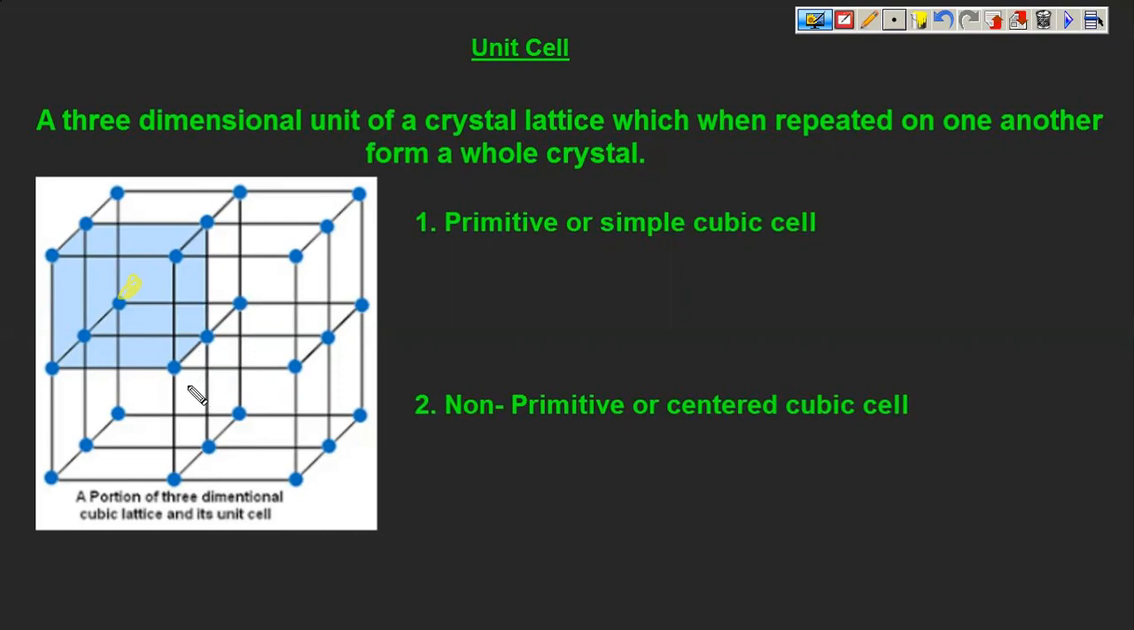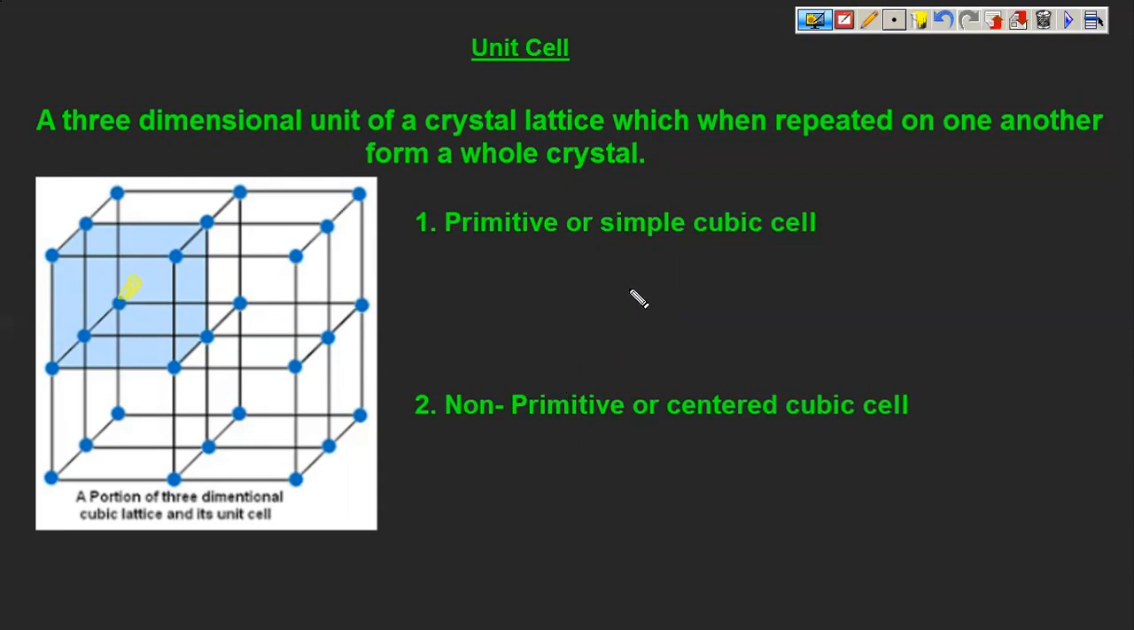So you can say it is a kind of building block of a crystalline solid, and it is formed by some points. These points are called lattice points. A unit cell may be of two types. It may be a primitive or simple cubic cell. It may be a non-primitive or centered unit cell.